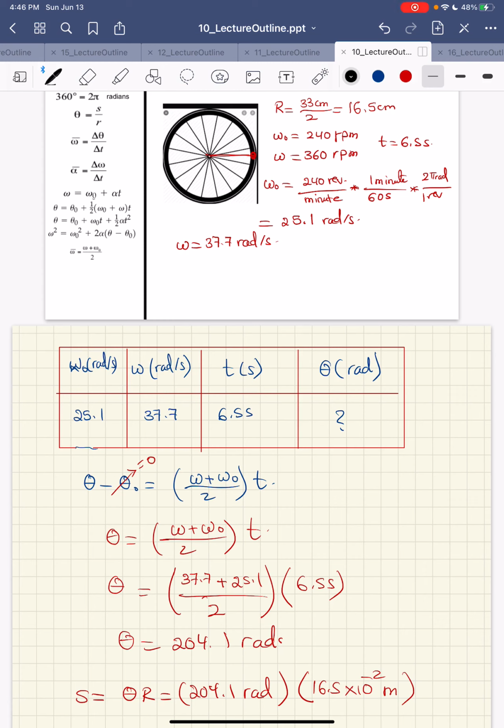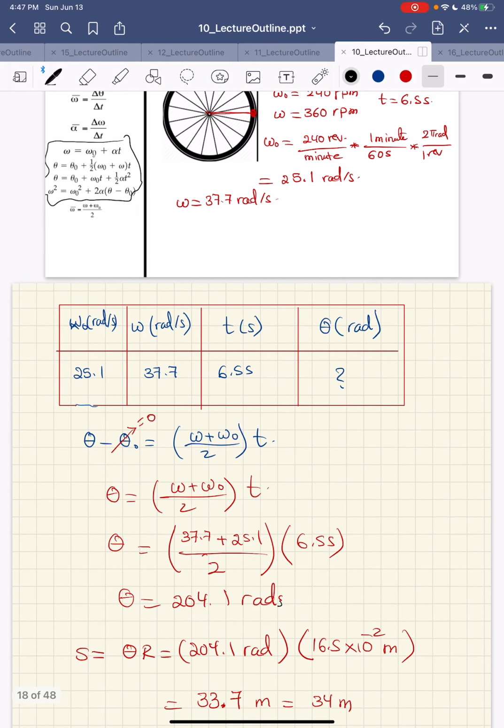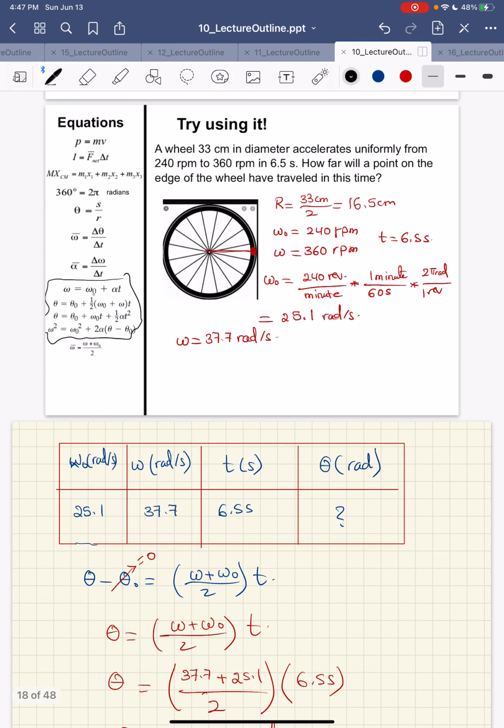And if I look at these equations here, I will find that there is one of them that is going to match my knowns and unknowns, and I know that my initial angular position is 0. Then theta equals omega plus omega 0 over 2 times t, and I was able to calculate my theta as 204.1 radians. Then I can calculate S as theta R, equals the radians times the meters, 33.7, which is 34 meters.